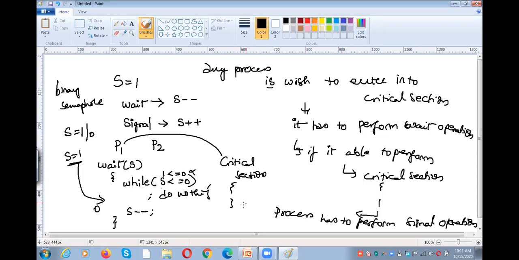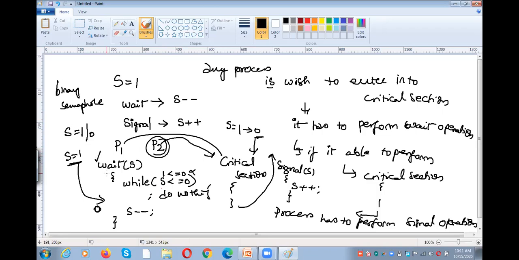Right? After using the critical section, what does the process have to do? The process has to perform the signal operation on S. What is the signal operation? Incrementing the semaphore value by 1. So whenever P1 is in the critical section, what is the value of S? 0. Why? Because before entering into the critical section, we decremented the semaphore value from 1 to 0. 1 minus minus becomes 0, right? So when the process is in the critical section and the other process P2 wants to enter into the critical section, what does P2 have to do at that time?